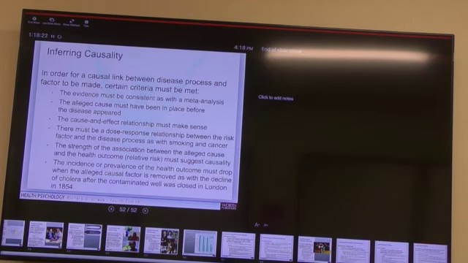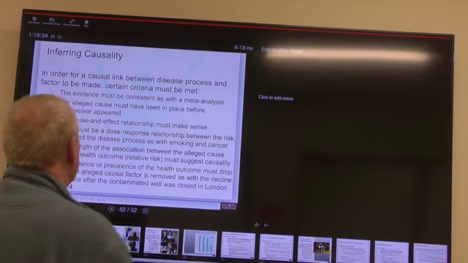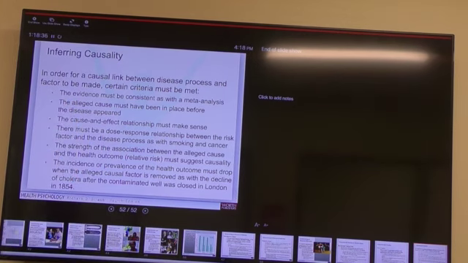In order for a causal link between a disease process and a factor to be made, certain criteria must be met. The evidence must be consistent with a meta-analysis. The alleged cause must have been in place before the disease appeared. The cause and effect relationship must make sense. There must be a dose response relationship between the risk factor and the disease process, as with smoking and cancer.